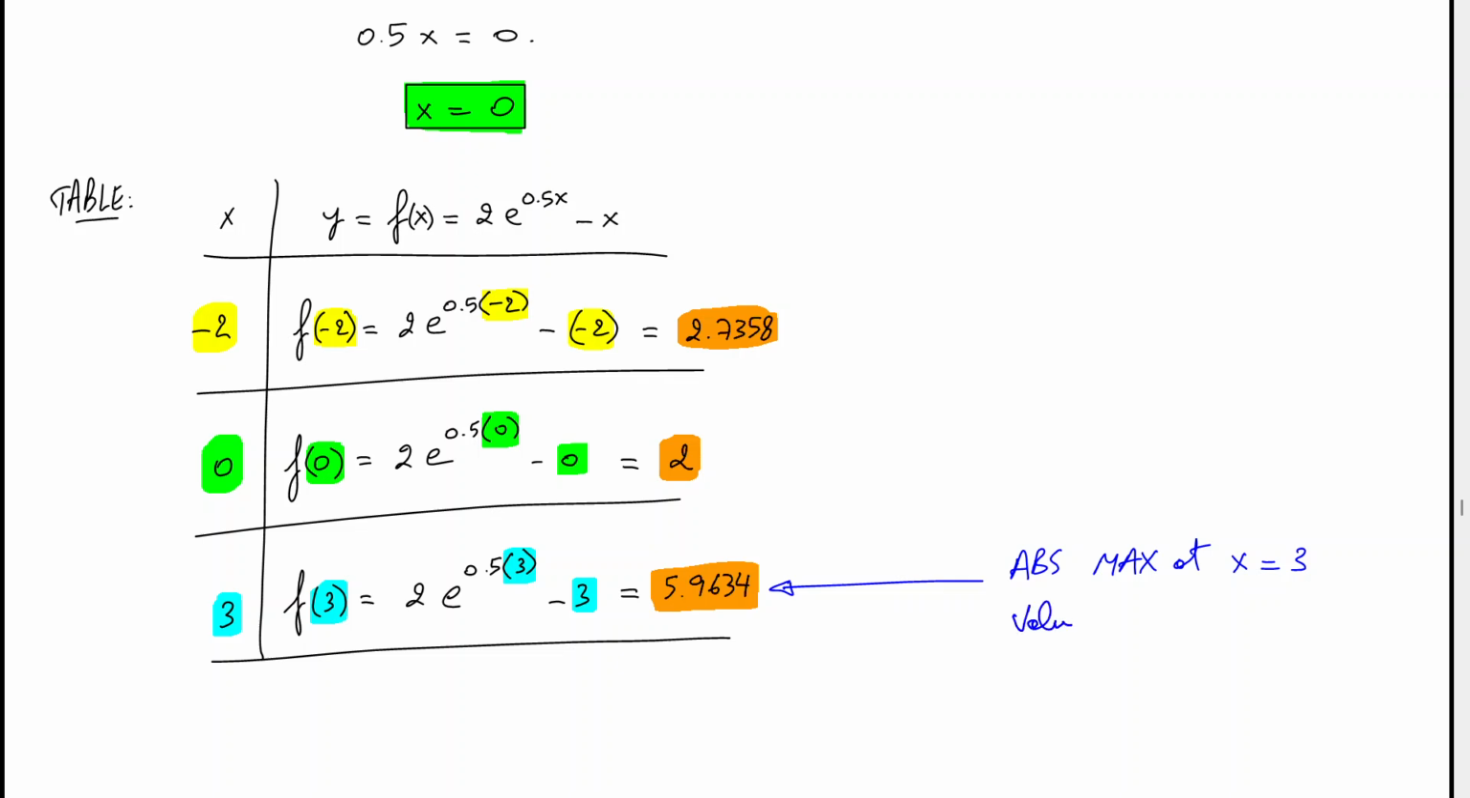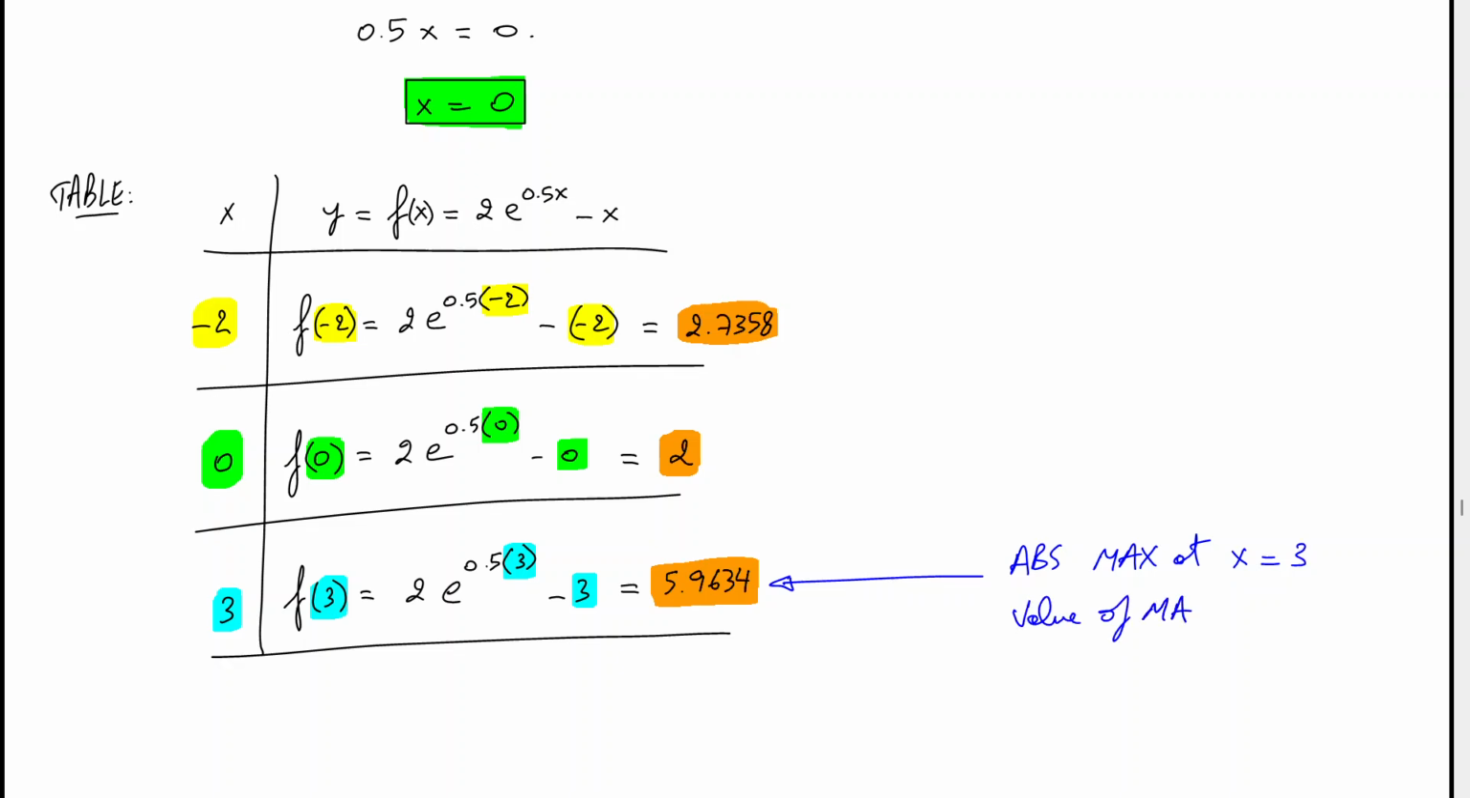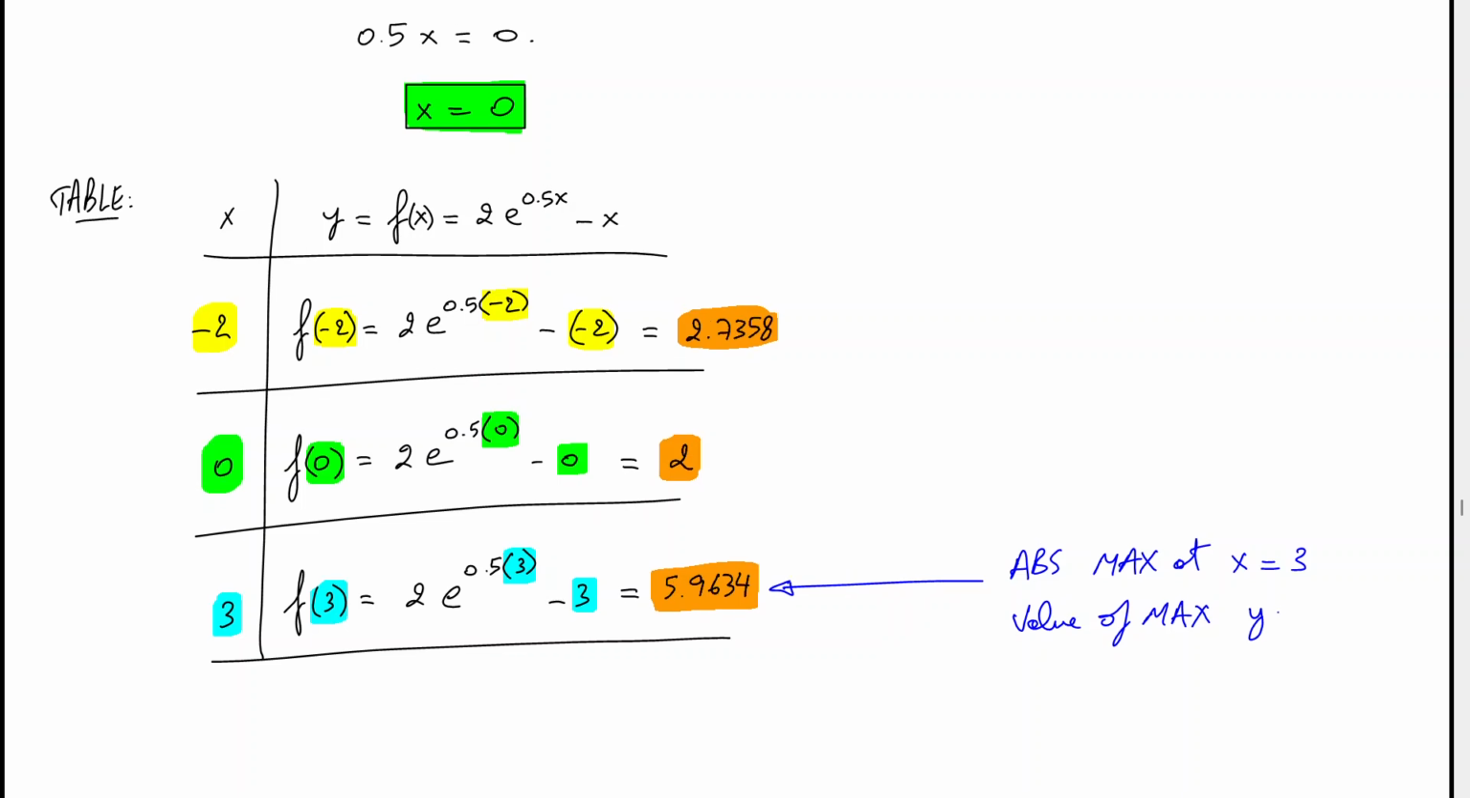And what's the value of the max? The value of the maximum is the y-coordinate, which is roughly speaking, I'll just say 5.96 for now. And similarly, which one of these three orange numbers is the smallest one? So by looking at this guy, I'm thinking that guy is the absolute minimum. So we have an absolute minimum at the place on the function where x is equal to 0. And what's the value of the minimum? Well, it's the y-coordinate that we see in front of us, which is exactly equal to 2 in this case. So that's the end of the problem.